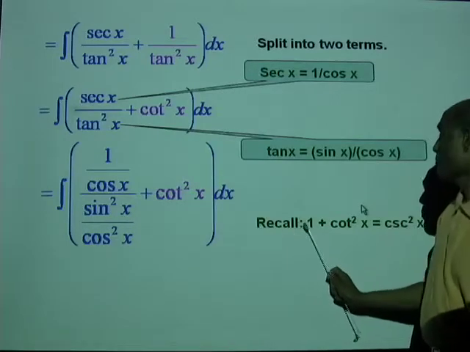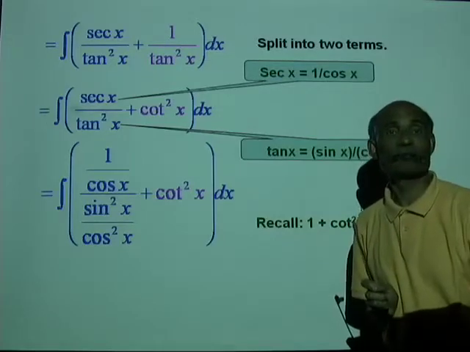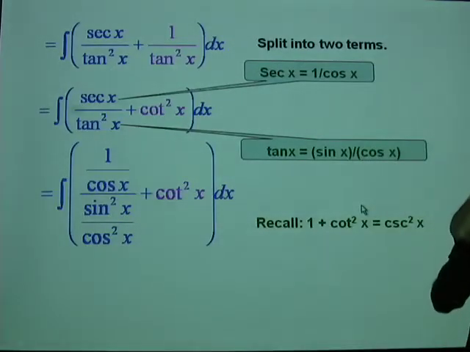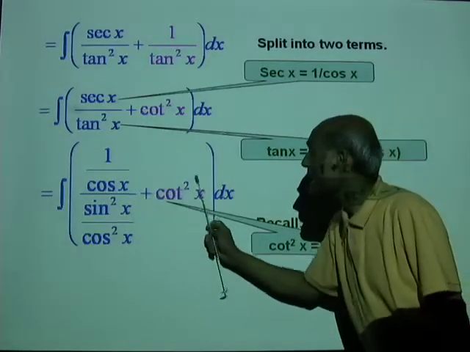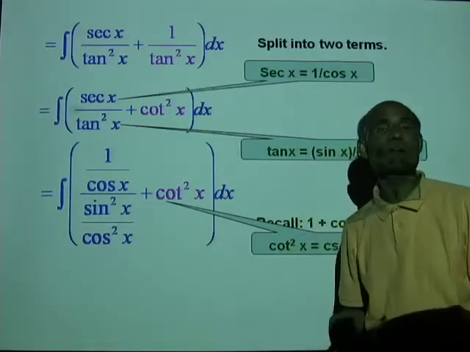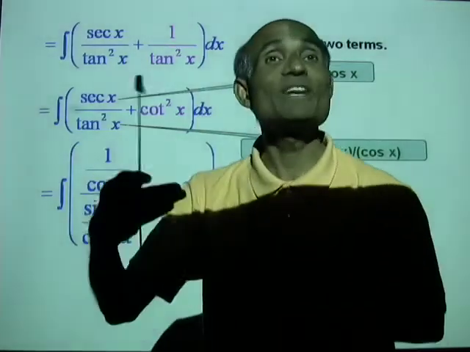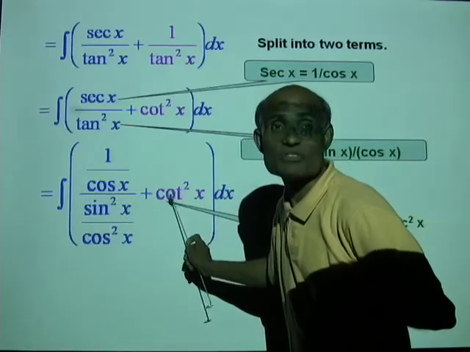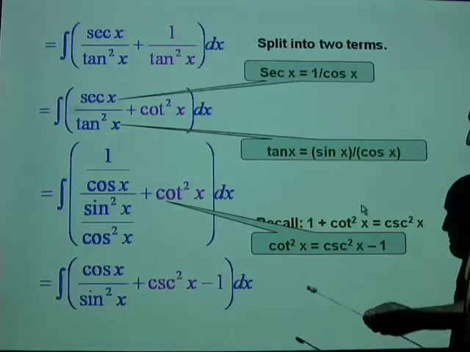Well, we know that 1 plus cot squared x equal to cosecant squared x. Is that right? And therefore, cot squared x can be replaced as cosecant squared x minus 1. So let's do that. Replace this as cosecant squared x minus 1. Why? Because cosecant squared x is a form that you can integrate. Cot squared x is a form that you cannot integrate. So replace cot squared x as cosecant squared x minus 1.